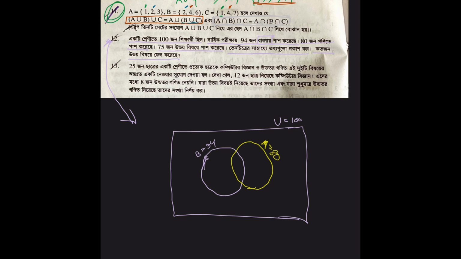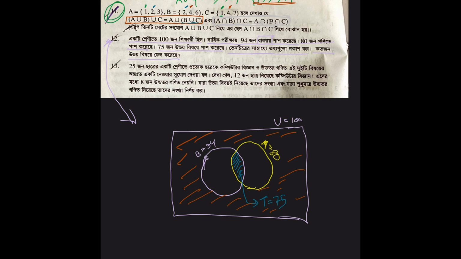Now we're told that 75 passed both subjects, so these students are 75. We're going to write this as both subjects, 75. From this diagram, we have to figure out how many students failed in both subjects. This would include the students within the box but outside the circles. They were present in the class, but they didn't pass in any of the subjects.